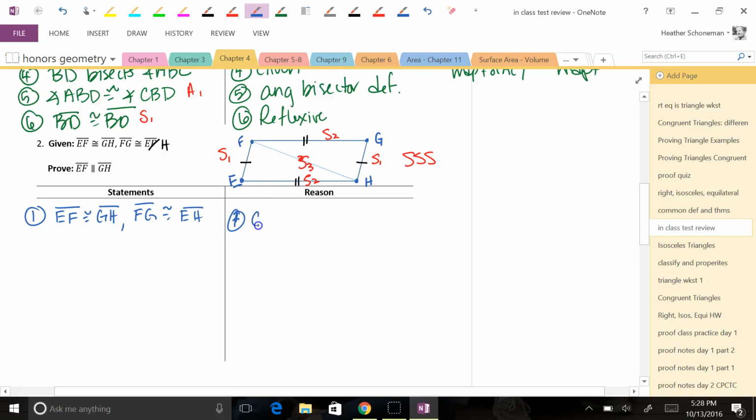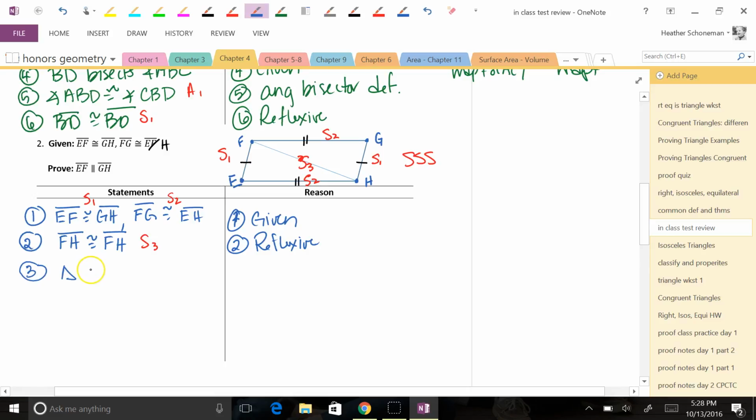And that is given. Now we can say, well, what's our third fact? Because this was side 1, this is side 2, so we need our third fact. And our third fact is going to be the middle side. FH is congruent to FH, and the reason is reflexive. Okay, so there's the third side. So now that we have our 3 facts, now we can make our conclusion.